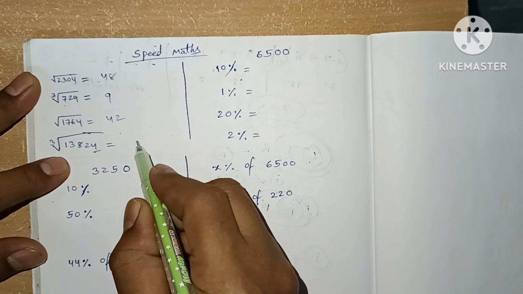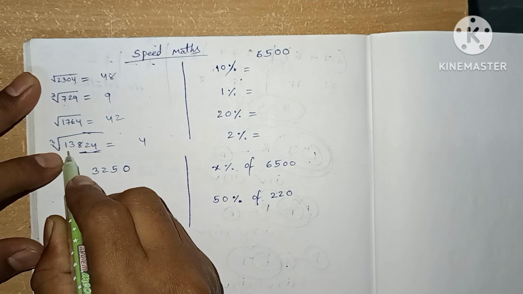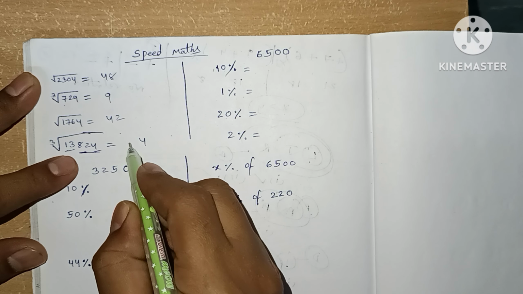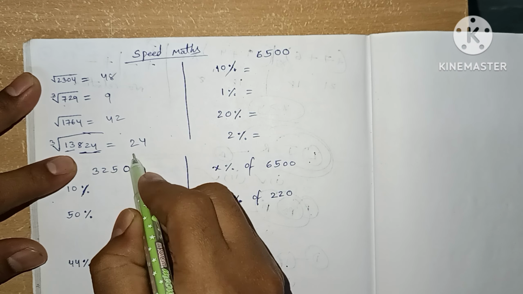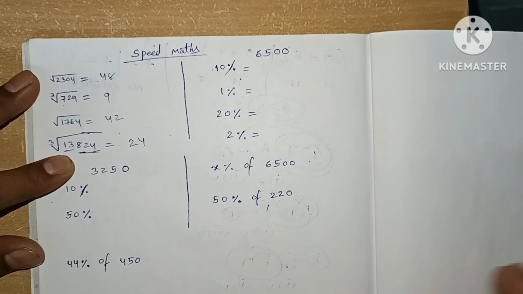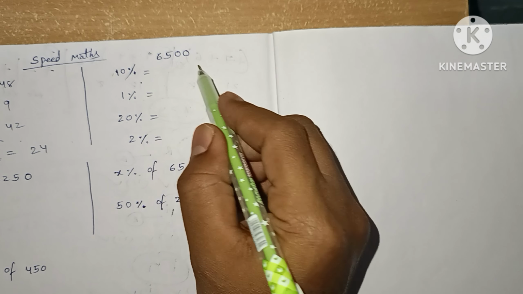13824. Here the last digit is 4, so it is 4. Leaving 3 digits, we get 13. 13 lies between cubes: 2 cube is 8, 3 cube is 27. So 2, and the answer is 24. Now let's see the percentages.